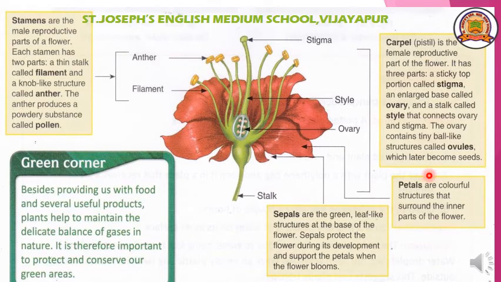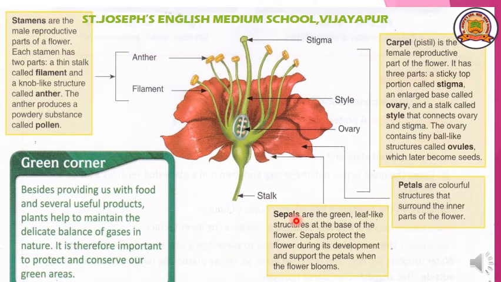Petals are colorful structures that surround the inner part of the flower. The reason petals are colorful is that they attract the pollinators.